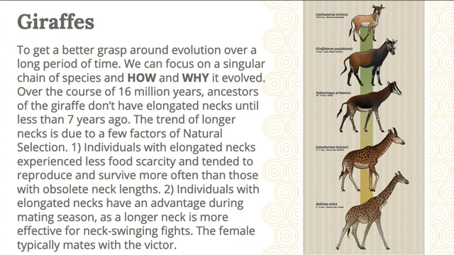Number 2, and another big thing when it comes to many species that value other characteristics during mating. Individuals with elongated necks have an advantage during mating season. A longer neck is more effective for neck swinging fights. The females typically mate with the victor. So, the crazy thing that giraffes do is a thing called necking.